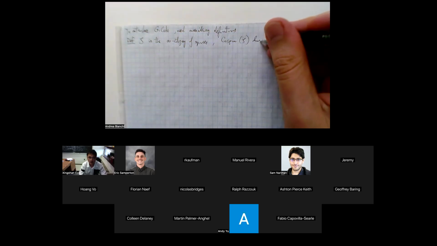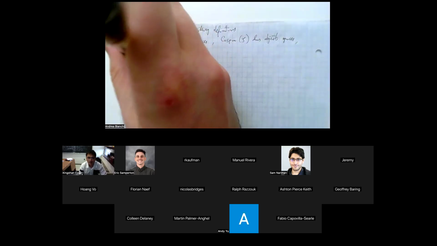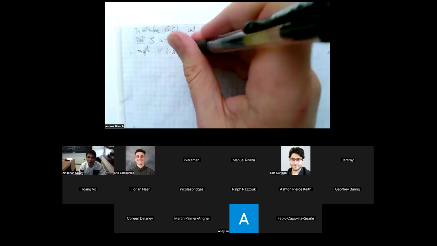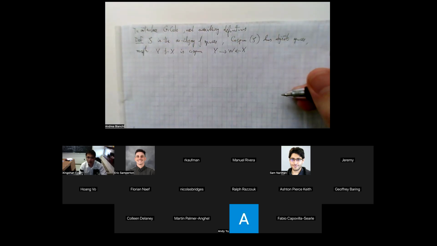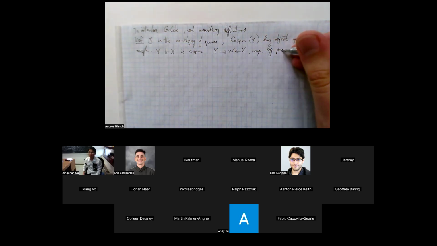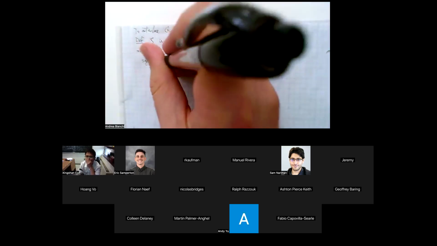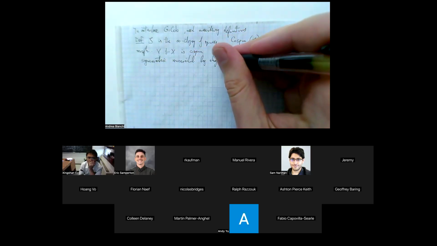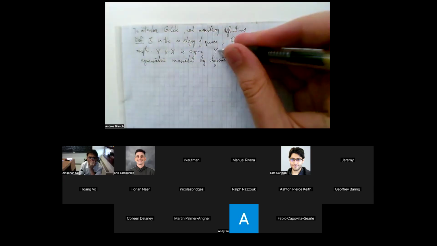So this one has objects being spaces, and the morphism from Y to X is a cospan of spaces Y → W ← X, as we saw above, and composition is given by pushout, and it is symmetric monoidal by taking disjoint unions of spaces, of cospans of spaces, pointwise disjoint unions.